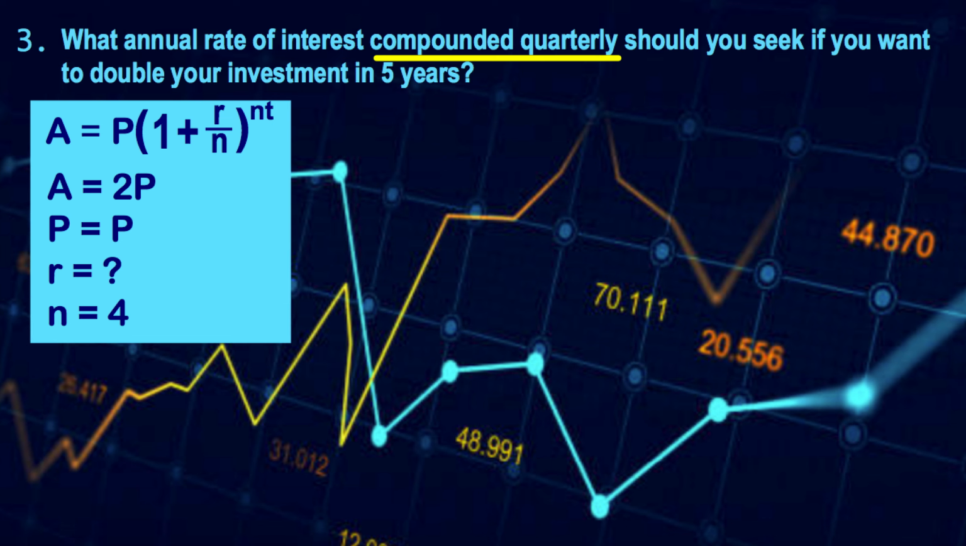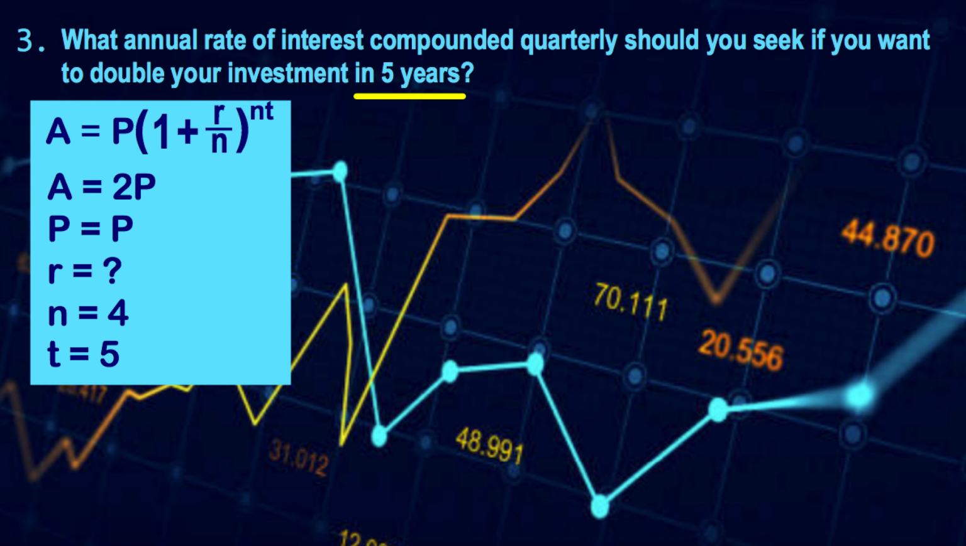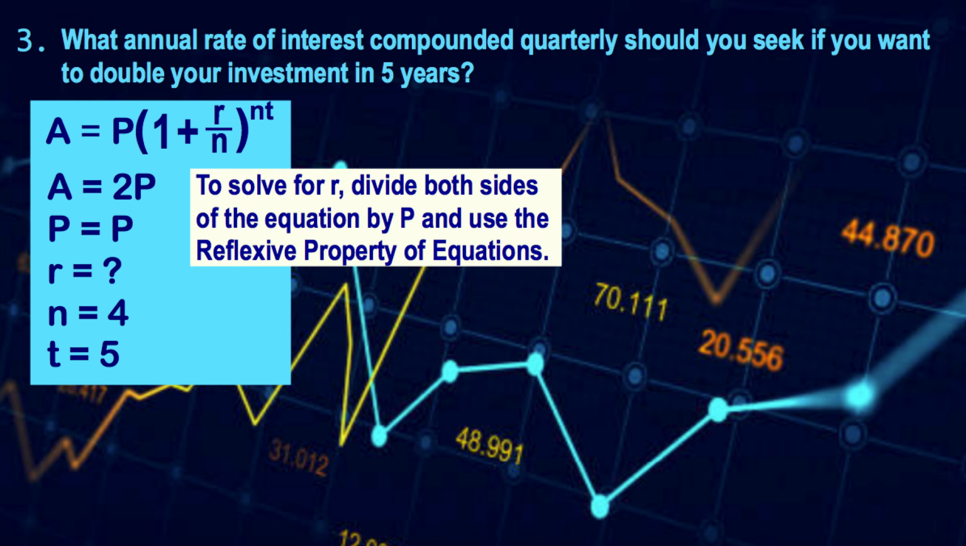N is equal to 4 because of those keywords, compounded quarterly, 4 times a year, 4 quarters in a dollar. And 5 years is the term we're looking at, so T should be equal to 5. We have 4 of the 5 variables in our setup, so let's solve for R, dividing both sides of the equation by P and using the reflexive property of equations. Thus, the quantity 1 plus R over N raised to the power nt equals A divided by P.